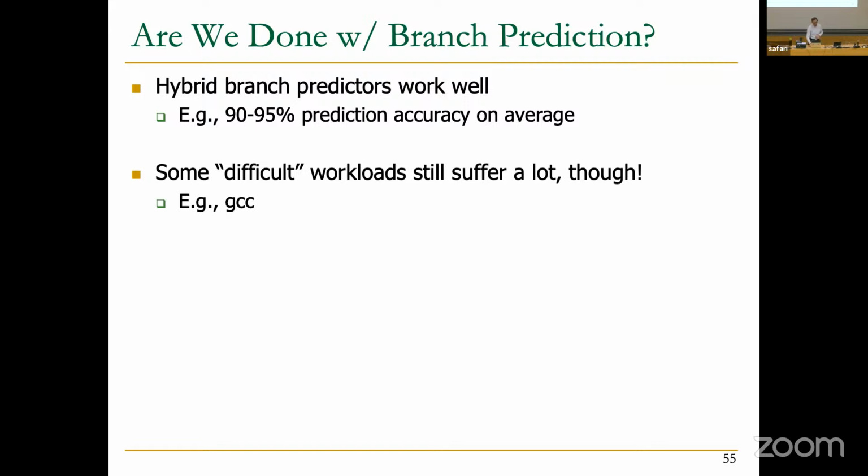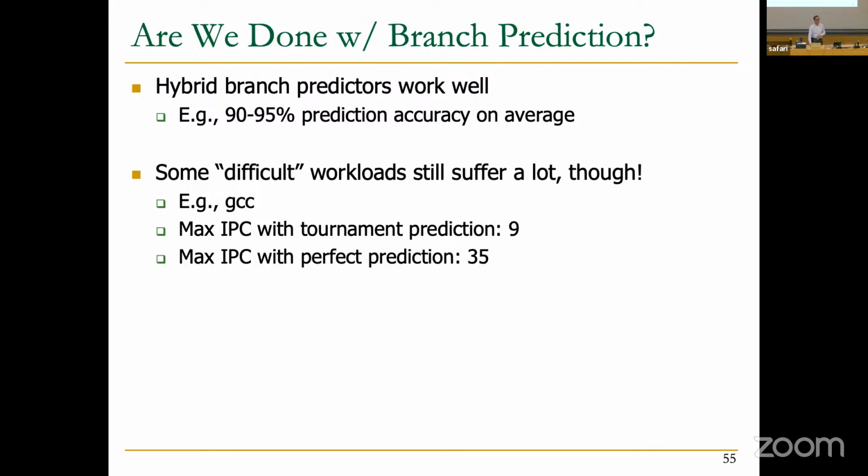For example, the GCC is a compiler, GNU compiler. It's very commonly used. For one configuration in this paper, I think this is one of the papers that I assigned, the McFarling paper, the maximum instructions per cycle with alpha-like tournament prediction is 9. But if you get perfect prediction, you should go up to 35. This is unlimited resources in the machine. So we're still not there yet, even with 90% or 85% accuracy.